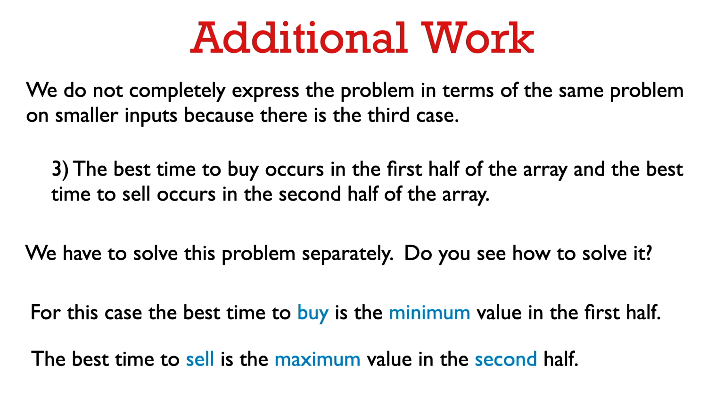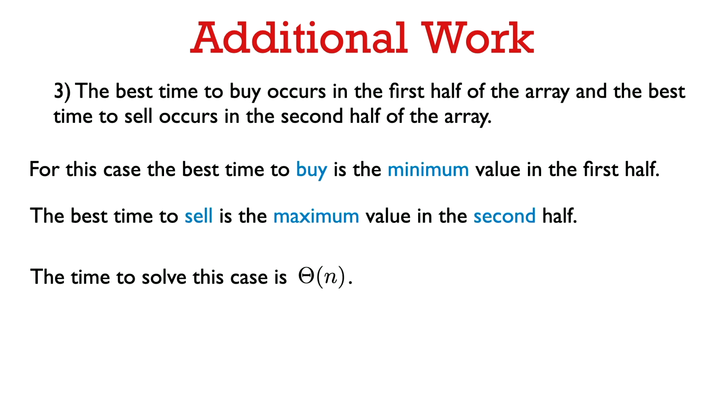Well, the best time to buy in the first half is when the price is lowest. So it's the minimum value in the first half. And the best time to sell in the second half is when the price is highest. So it's the maximum value in the second half.